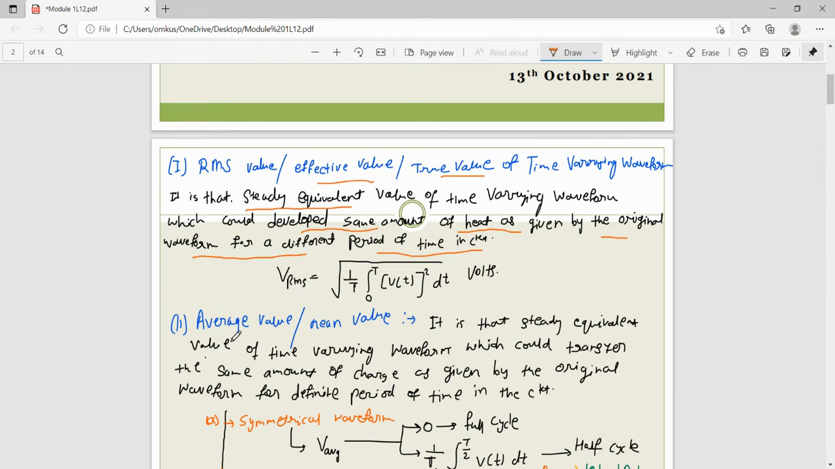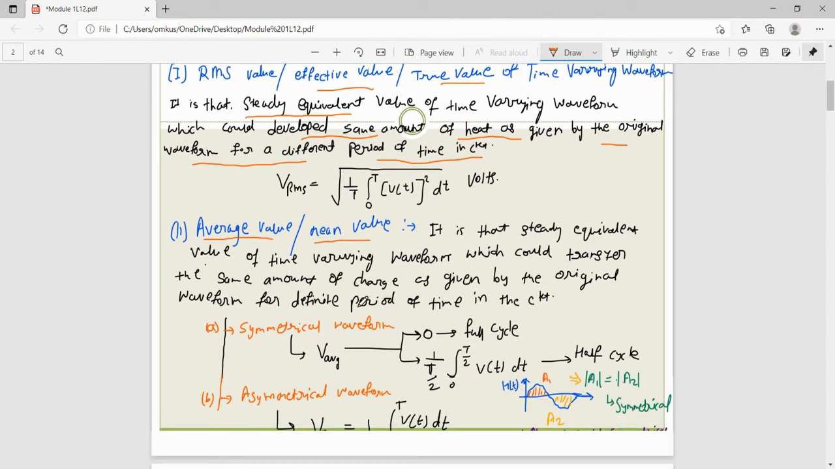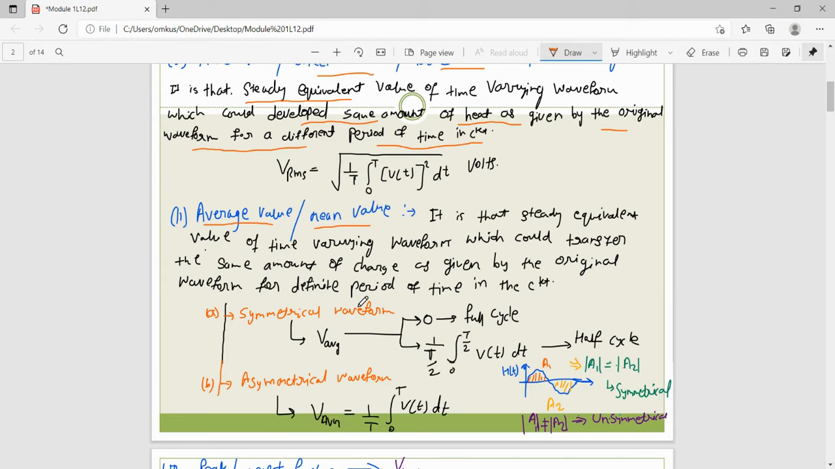Now the second value is the average value. As the name suggests, you have to take the average of the waveform. You can also say that this is the mean value. For a DC waveform these are all equal, but for an AC waveform they are not equal. It is the steady state equivalent value of a time varying waveform which could transfer the same amount of charge as the original waveform for a definite period of time in a circuit.